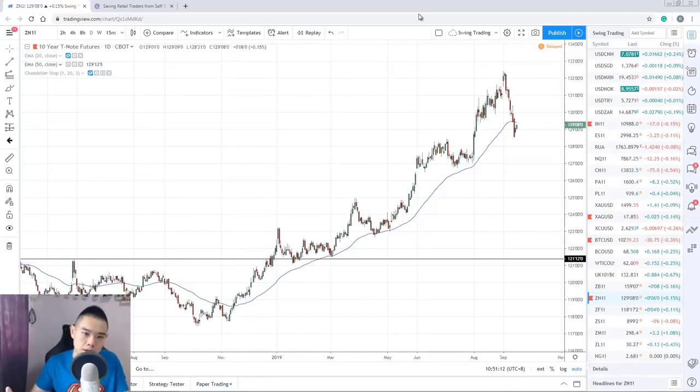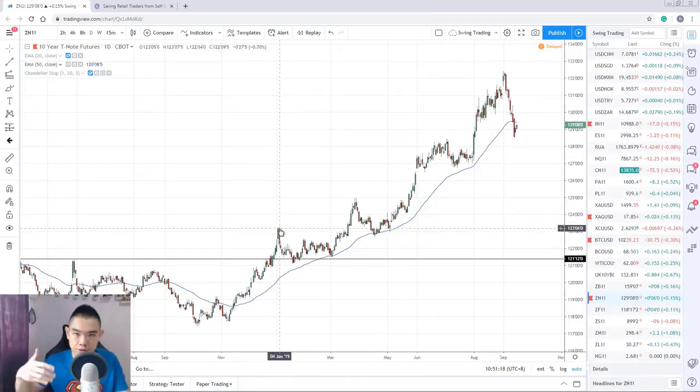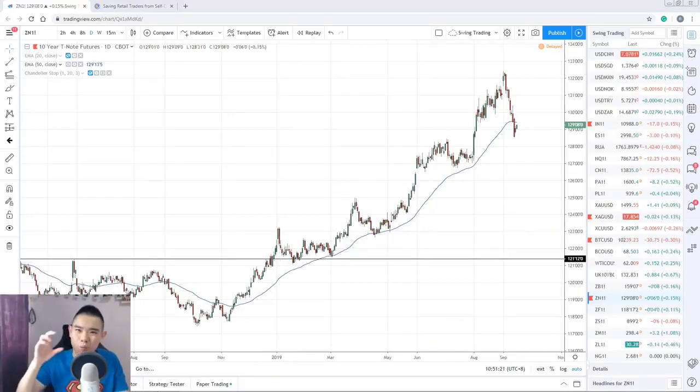Market tends to pull back towards the 50 MA, tends to pull back to previous resistance, now turned support, and then reverse from there. So as a swing trader, your goal is just to capture that one swing in this trending market. This is one swing, this is one swing, this is one swing. Your goal is just to capture that one swing.